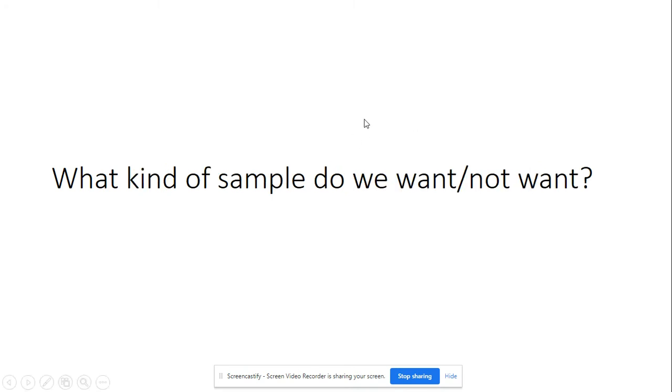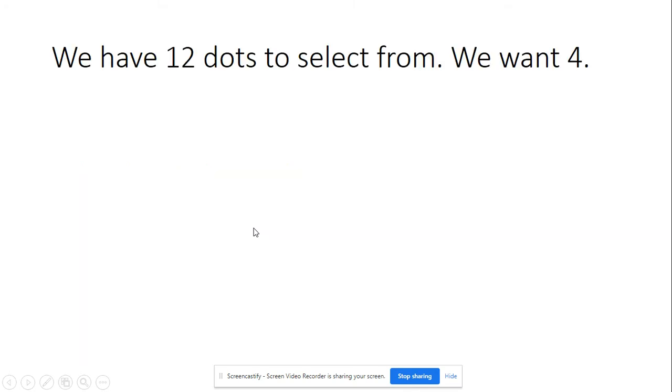What kind of sample do we not want? A biased sample, like a group that's not going to give us information that is representative of everybody. Because we're taking a sample since it's easier and more convenient, but we still want it to represent what the population should represent.